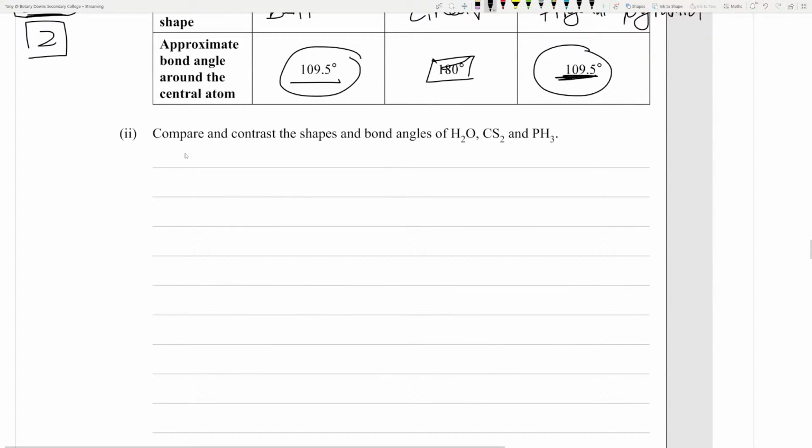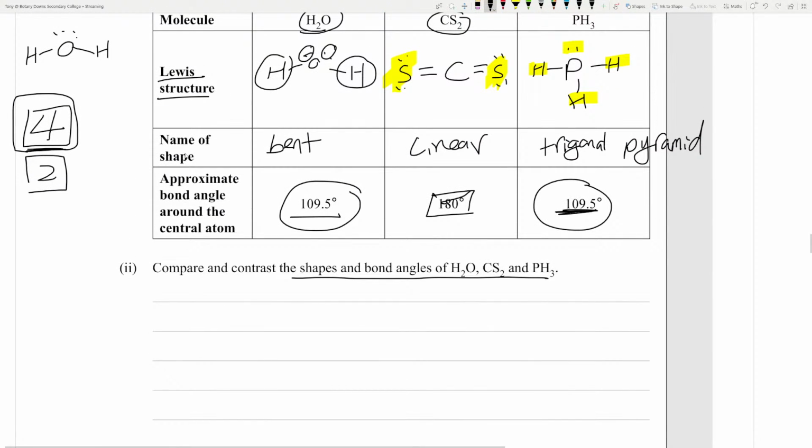So compare and contrast the shape. You can look at the answers. I'm not going to go through this in too much detail, because you can have a look at the answers. But if you want to compare the shapes and bond angles in this particular question, you just talk about how many regions of electron density there are around the central atom, how many of them are bonded, how many of them you can actually see, and therefore that will determine the shape.